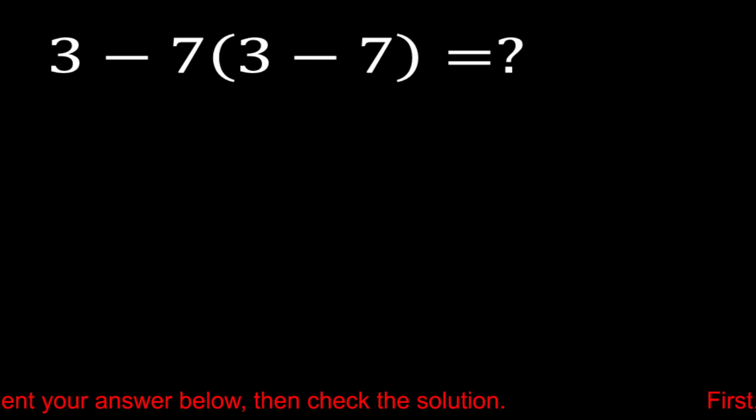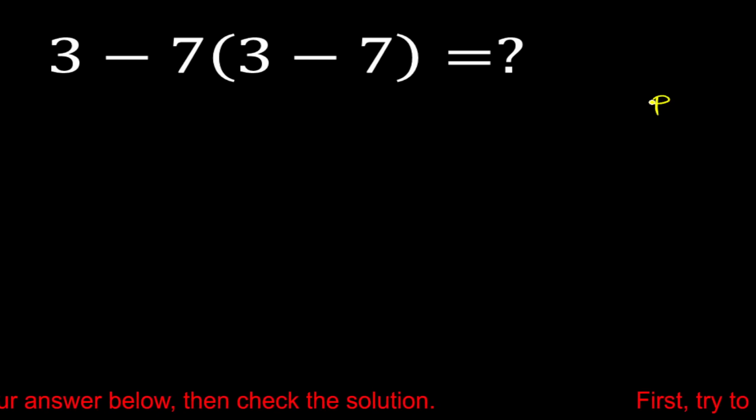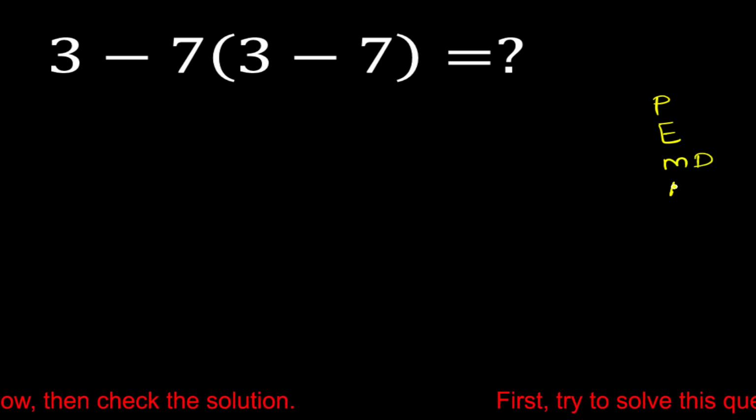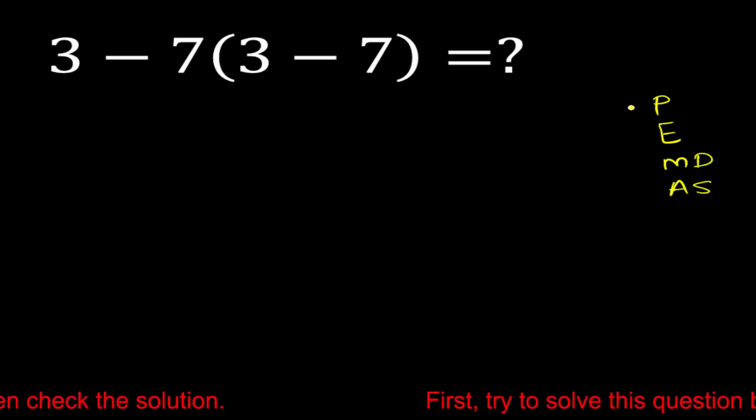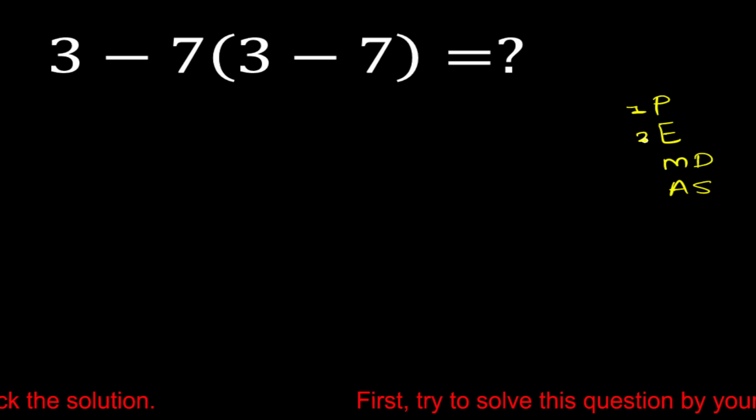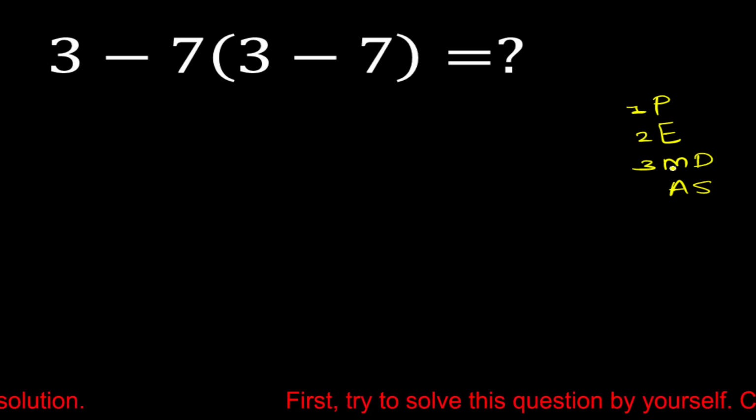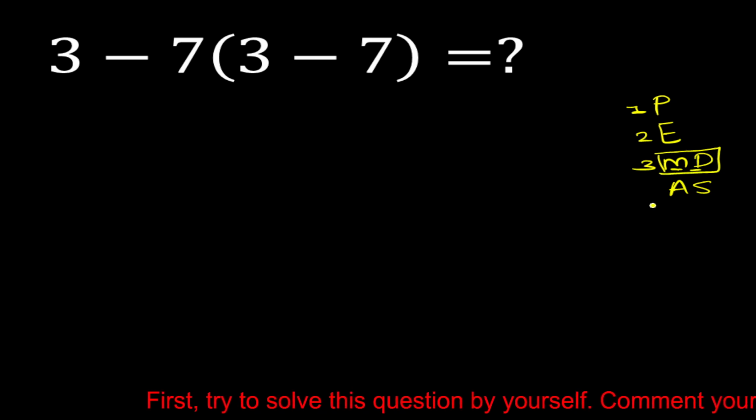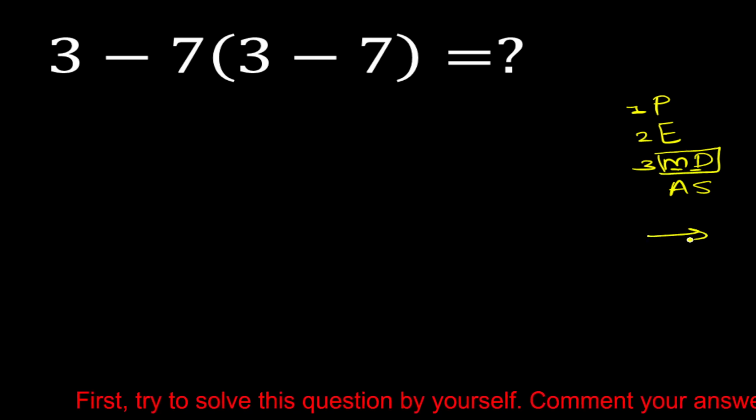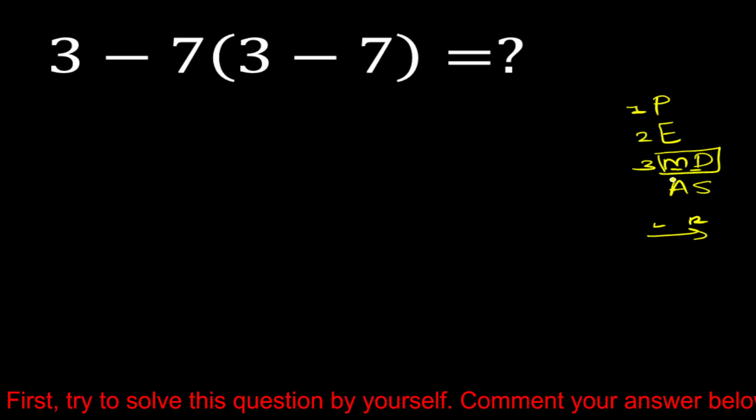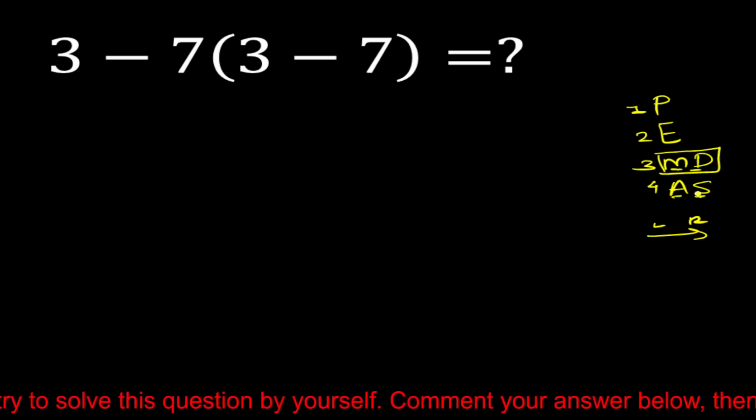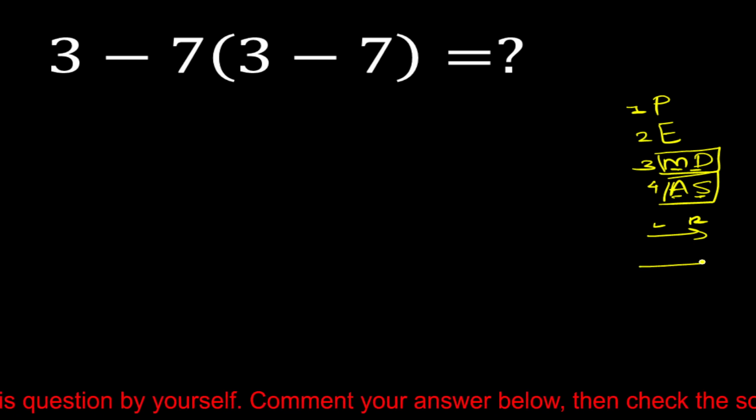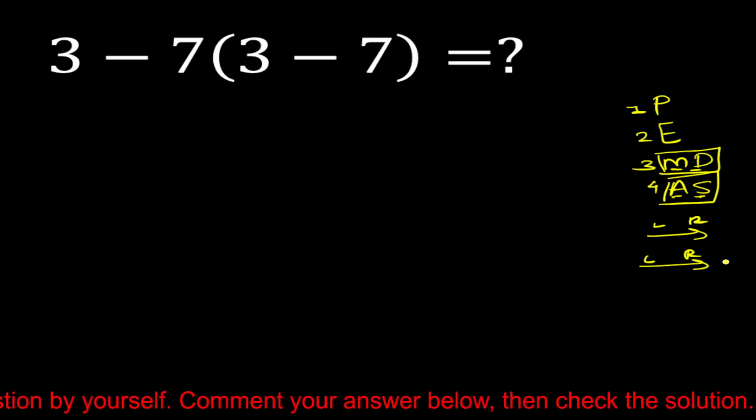Okay, PEMDAS. According to PEMDAS, first priority is parenthesis, second priority is exponents, third priority is multiplication and division. Here multiplication and division both have equal priority, so we have to solve it from left to right. And fourth and last priority is addition and subtraction. Also addition and subtraction both have equal priority, so we have to solve it from left to right.